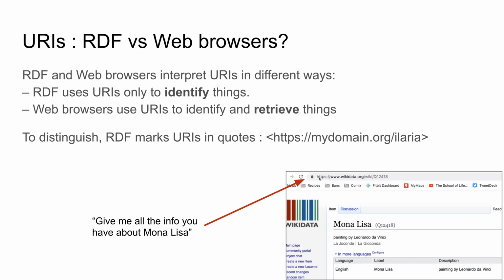So, for example, if you take this URI, wikidata.org/wiki/Q12418, you will ask Wikidata, which is a large knowledge graph, to give you all the information this dataset contains about the Mona Lisa, which means all the triples or all the statements that the dataset has stored about the Mona Lisa. For example, that it is a painting by Leonardo da Vinci, and it has certain labels and descriptions. You are more than welcome to try it yourself.